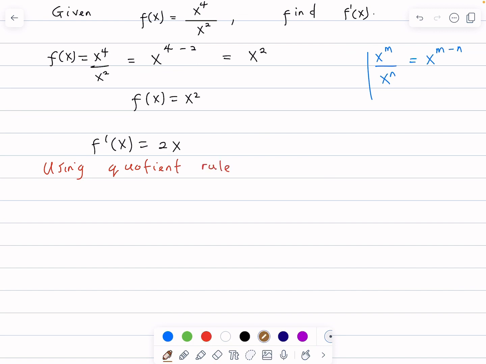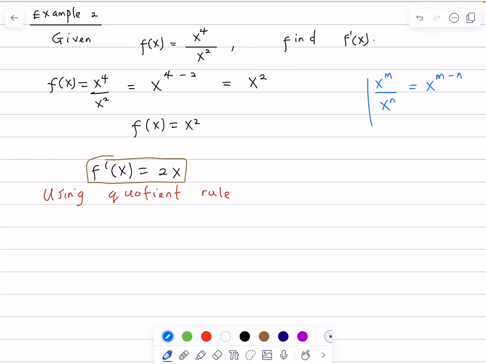Right. So for this one, this is our solution, right? F prime is 2x. So using the quotient rule, the numerator, this is our a of x, right? That's the numerator. And the denominator is what? The denominator, this is our b of x, right?